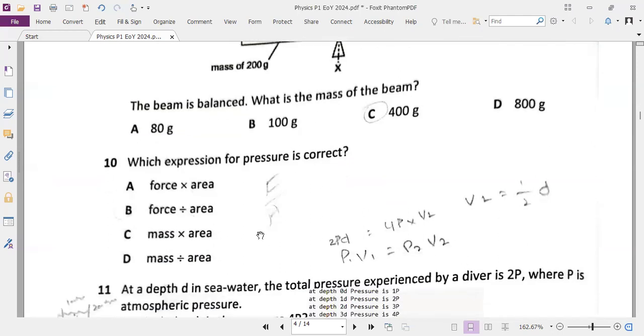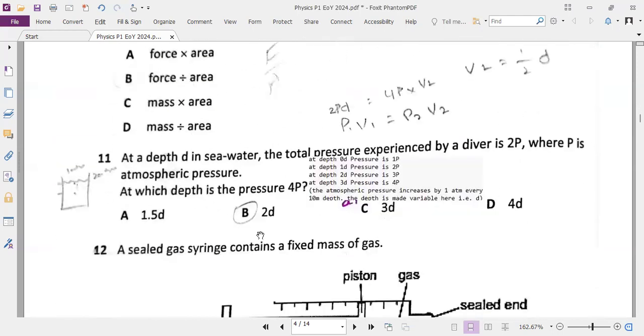The force divided by area gives you the pressure. So B is the correct choice. This question is a bit tricky.